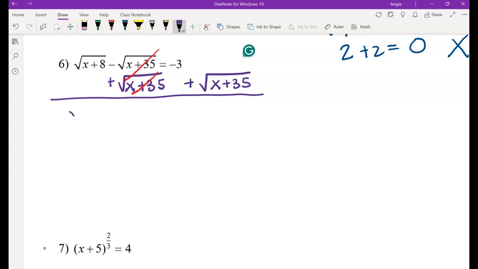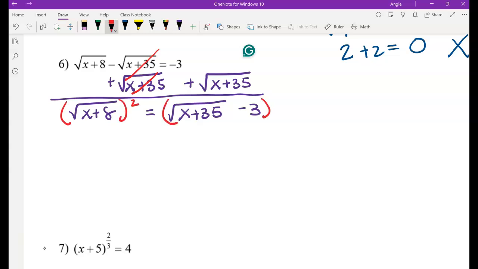So this is going to allow us to say x plus 8 here equals, over here we have square root of x plus 35 and then -3. We are still going to square both sides, right? Whenever you have two square roots on one side, it's not going to be easy, but it's easier if we were to make one radical on each side. Okay, so we are going to square both sides just like this, okay?